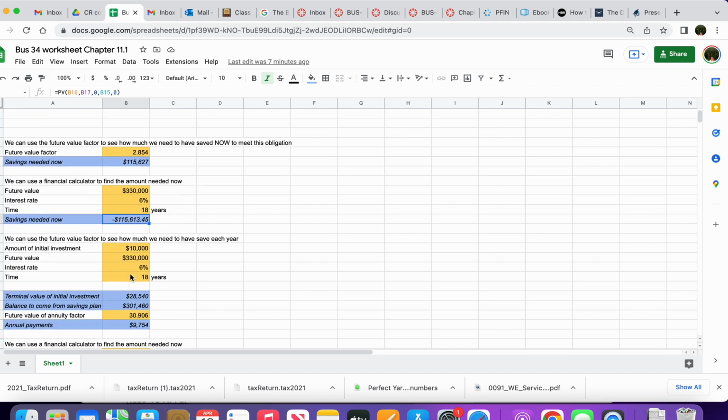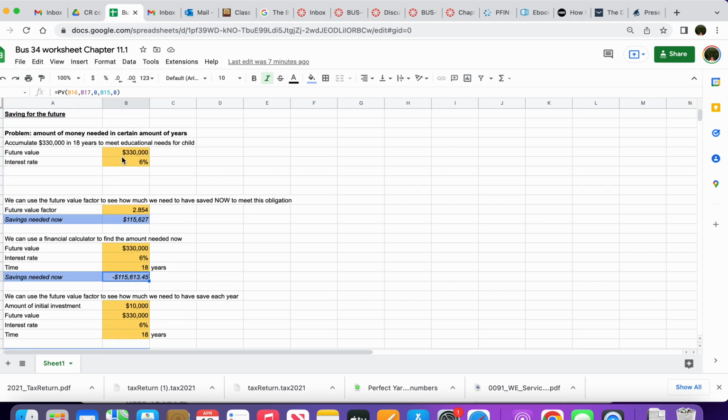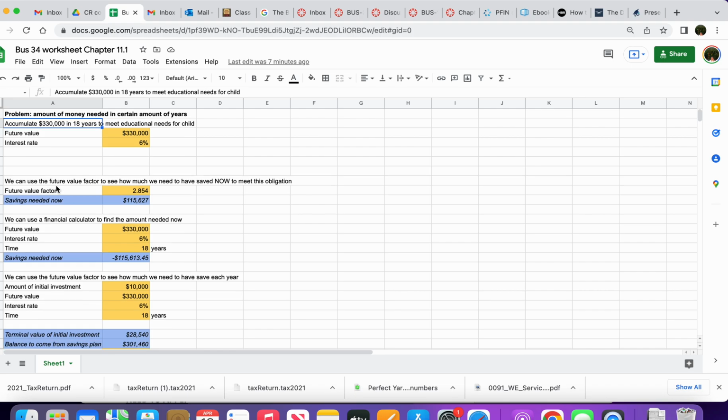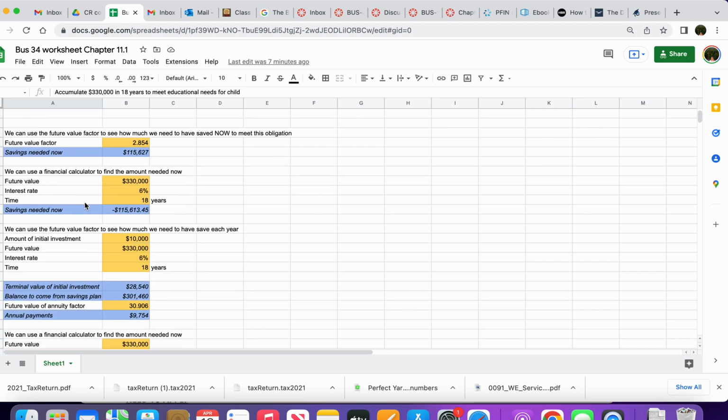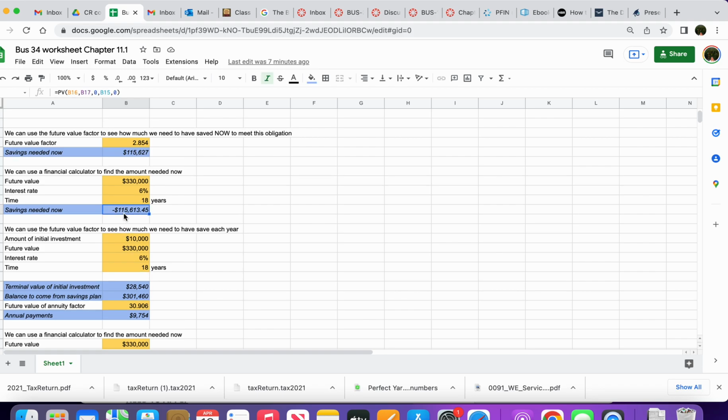So then there's another question in your text that says, okay, well, let's consider the hypothetical situation that we want to accumulate $330,000 and we want to have that in an account in 18 years to meet the needs for a child. But we actually have $10,000 saved right now. And what we're trying to do is figure out, okay, we're not going to have 115.